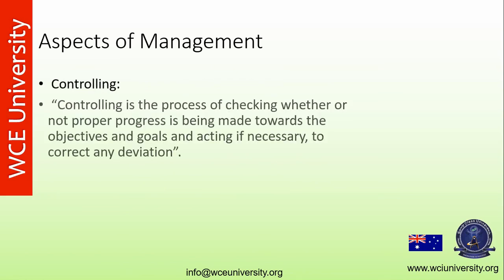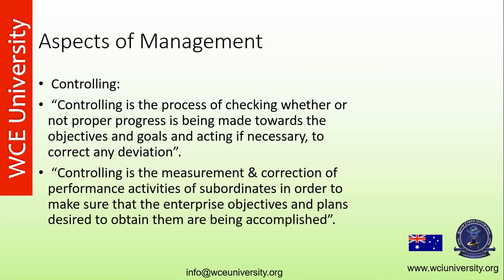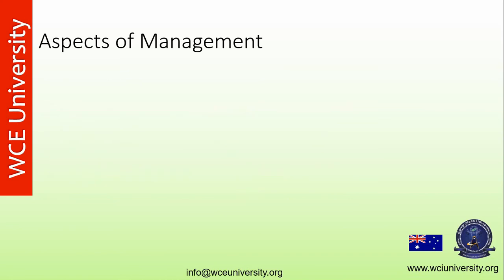Controlling. Controlling is the process of checking whether or not proper progress is being made towards the objectives and goals and acting if necessary to correct any deviation. Controlling is the measurement and correction of performance activities of subordinates in order to make sure that the enterprise objectives and plans devised to obtain them are being accomplished.